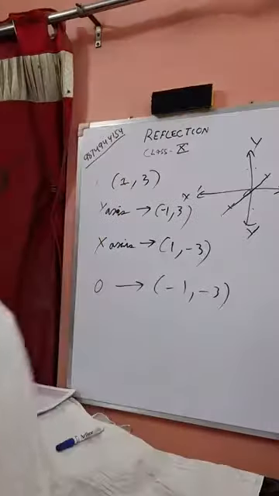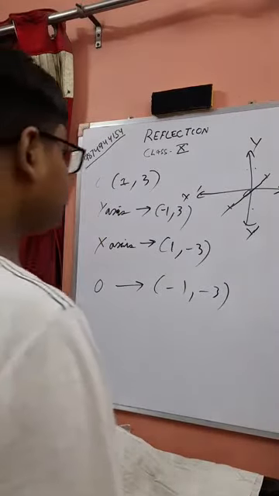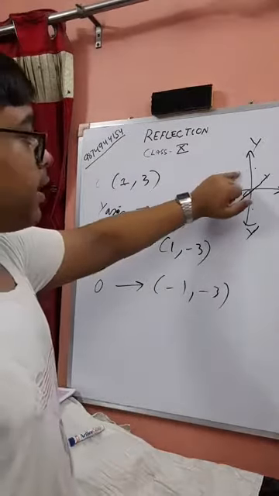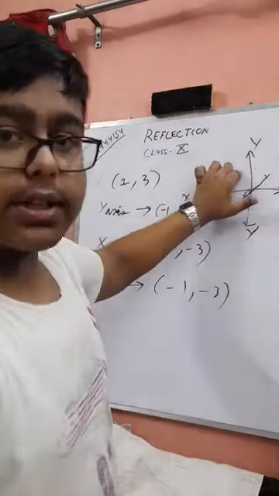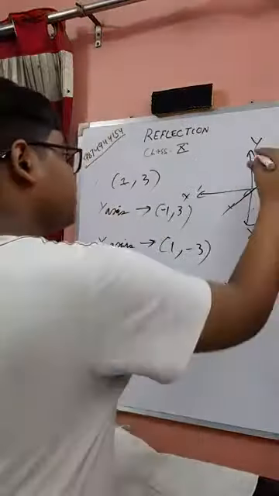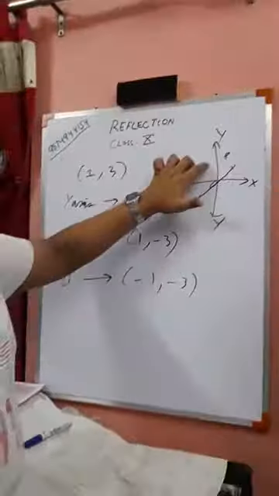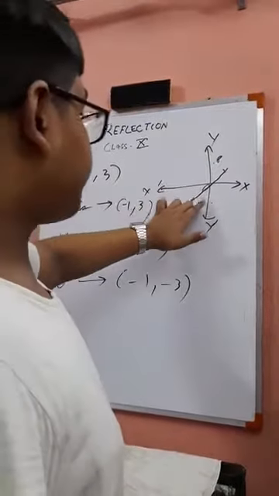Now we will go to the next type of sums. Like first we had done this. Now this is the y-axis reflection of the original point, suppose P. Now if we do an x-axis reflection of this reflected point, it will be somewhere over here.